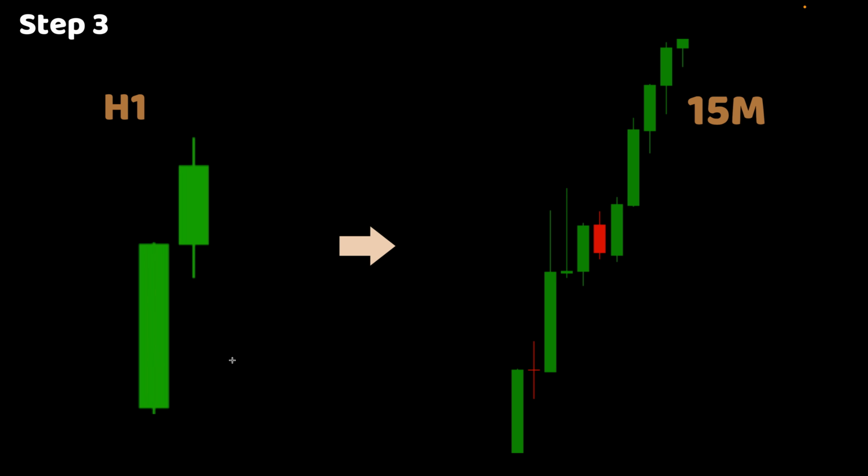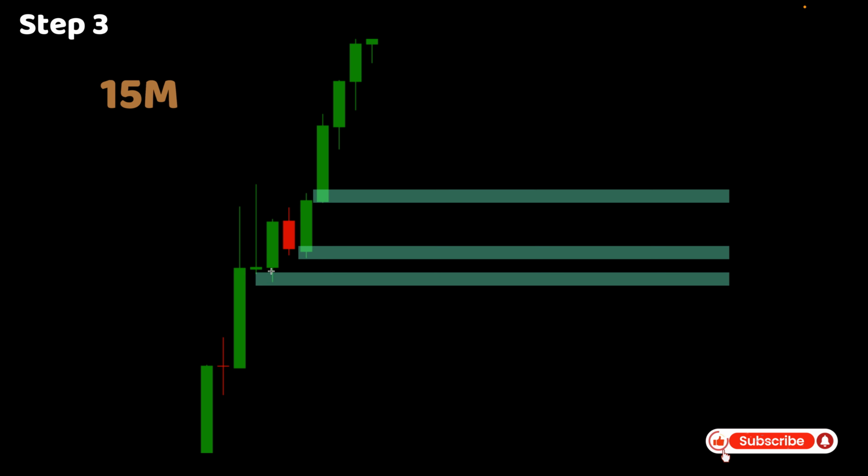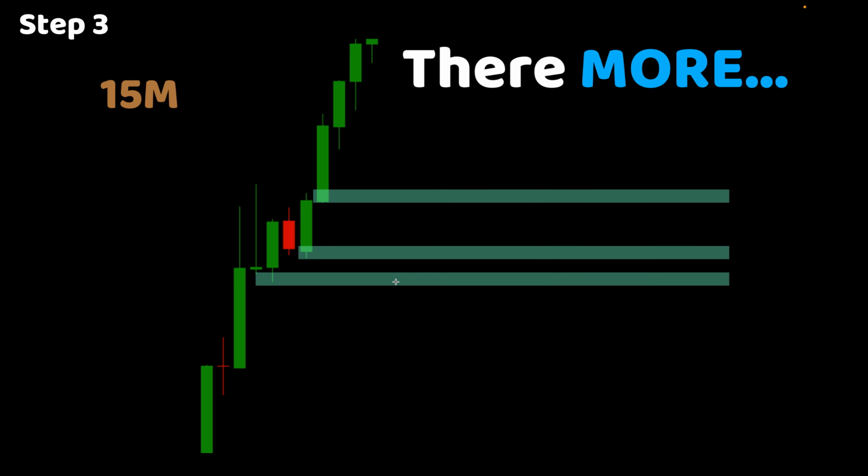So as you have seen before, this is 1 hour time frame, and this is how this 1 hour swing looks like in 15 minutes. So as you can see, now that we are in 15 minutes, there is some information that we can see on this swing. So now because we can see some information, we can start drawing our potential key levels, as you can see. But there is more.